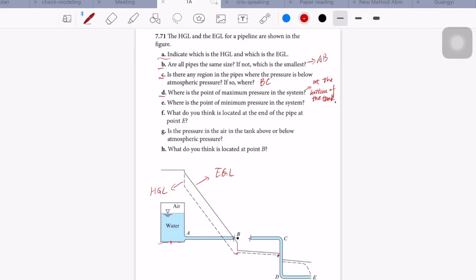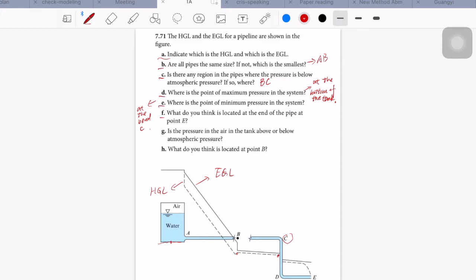This one. And for E, where is the point of minimum pressure in the system? We know from pipe BC that the pressure is below atmospheric pressure, so it is negative. So actually, the minimum pressure is at bend C. So for E, it's at bend C.